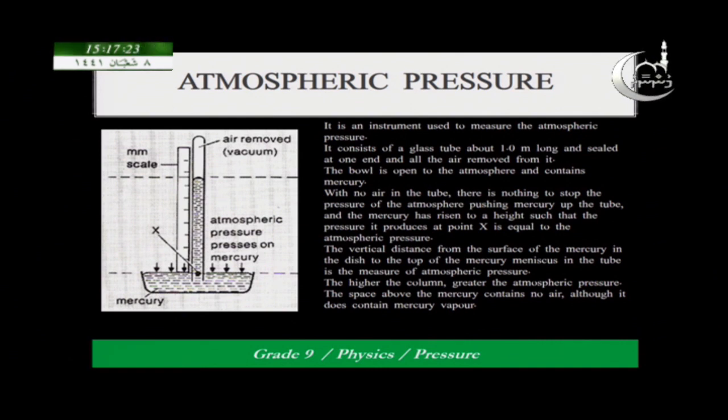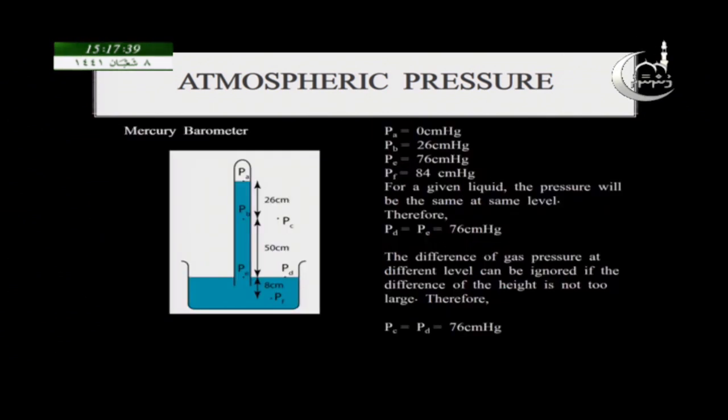the atmospheric pressure. The vertical distance from the surface of the mercury in the dish to the top of the mercury meniscus in the tube is the measure of the atmospheric pressure. The higher the column, the greater the atmospheric pressure. The space above the mercury contains no air, although it does contain mercury vapor.